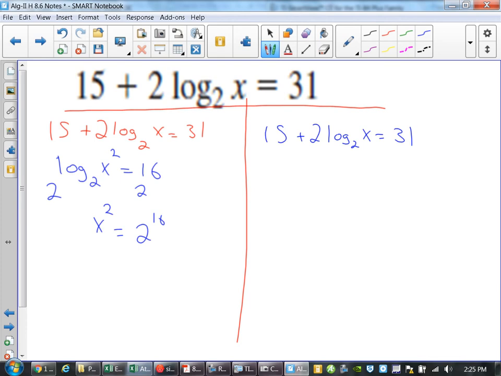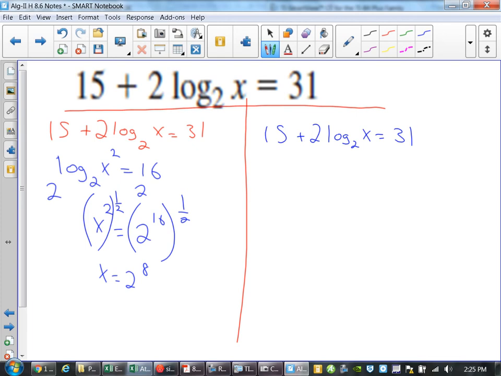But before I even bother with that, how would you undo squaring? Square root. So if I'm taking a square root, what's the power I'm raising it to? 1/2. So if I take this to the 1/2, I take that to the 1/2. So now x equals 2 to the 8th. One way to do it.